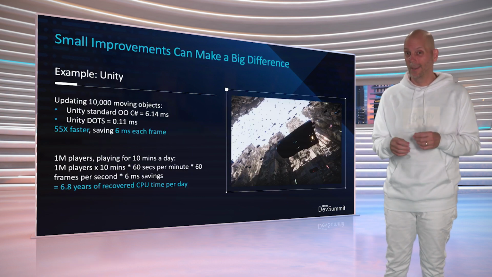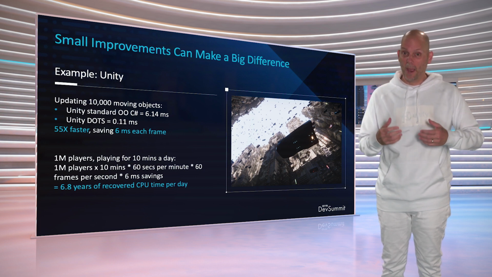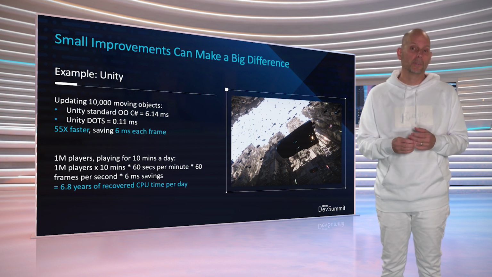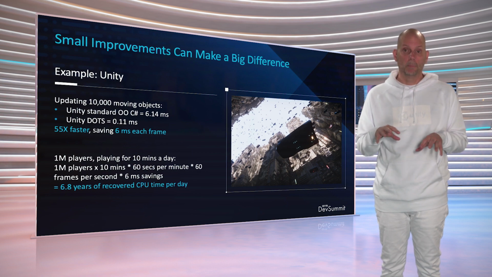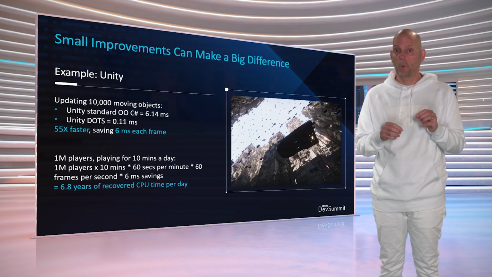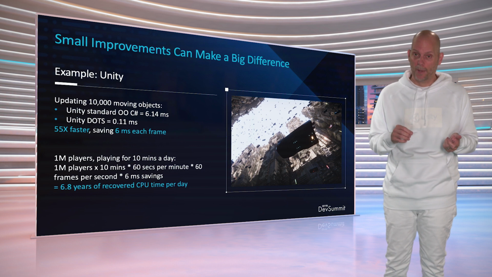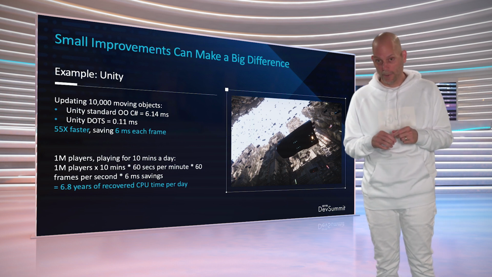Well, in games and intensive real-time applications, and the world is going more real-time, the payoff is usually huge. A simple example of 10,000 objects moving very simply in a classic C# object-oriented implementation in our own tools took 6.14 milliseconds. And that's already an optimized game engine. When we use DOTS, that same implementation took just 0.11 milliseconds. That's 55 times faster, not 55% faster.